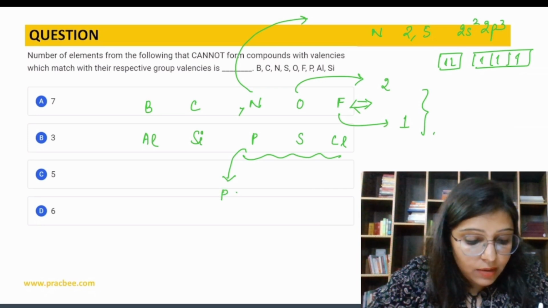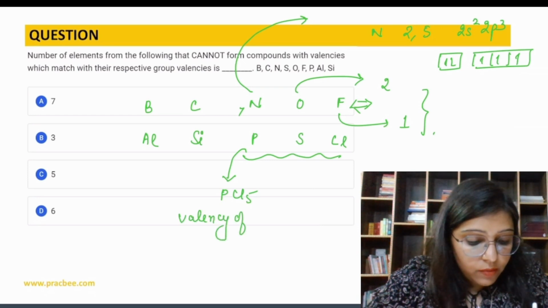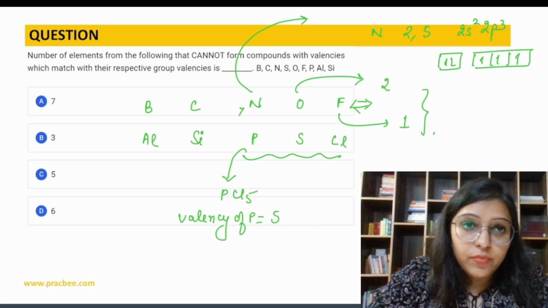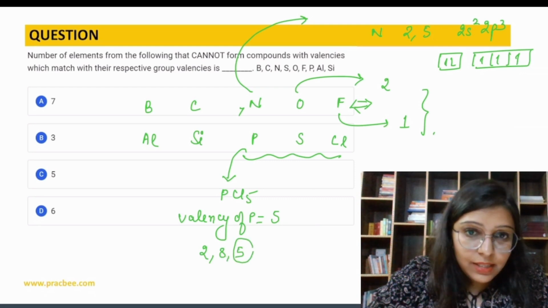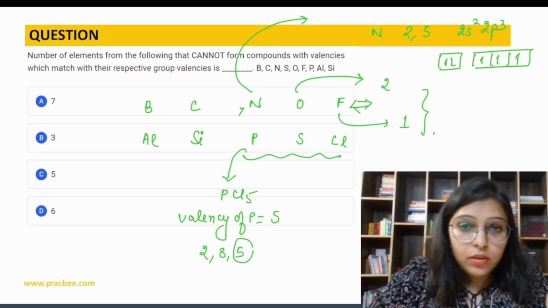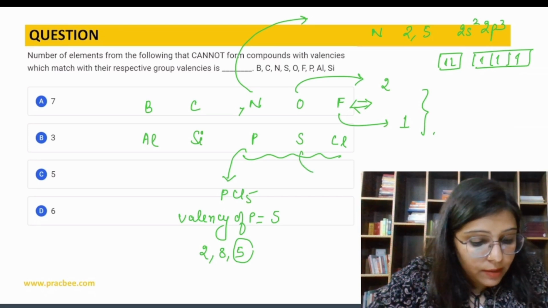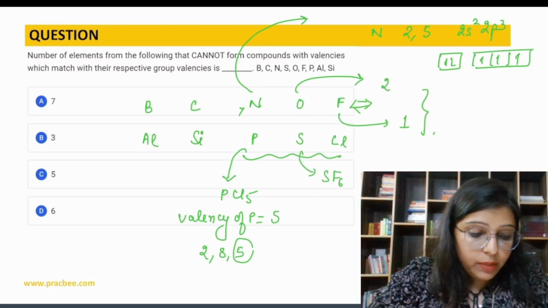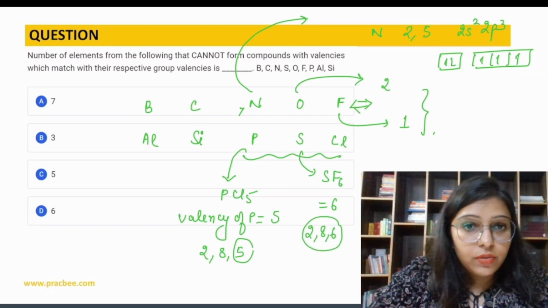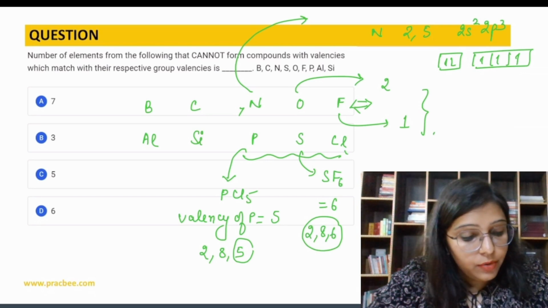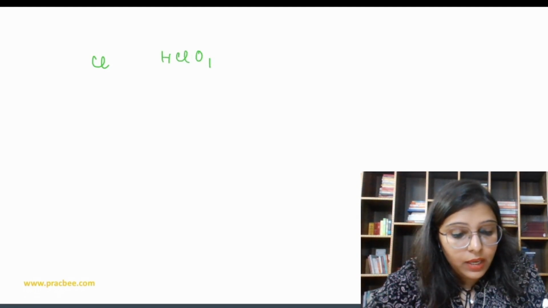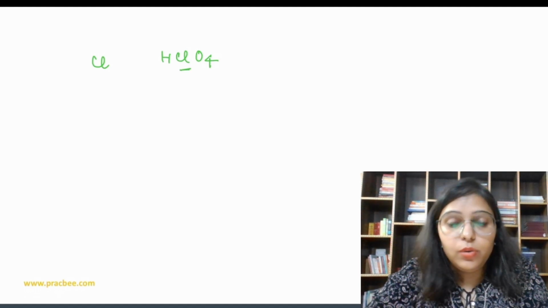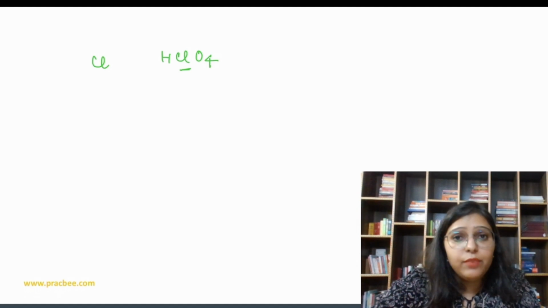Just like we have PCl5. So here the valency of phosphorus is 5, right? Phosphorus has atomic number 15, so valency is equal to the number of electrons in the outermost shell. Sulfur, we can have SF6. It means here the valency of sulfur is 6, which comes from the electronic configuration of sulfur. Similarly for chlorine, we can have different configurations, right? If we have HClO4, chlorine's valency is going to be 7, it can form 7 bonds like this.